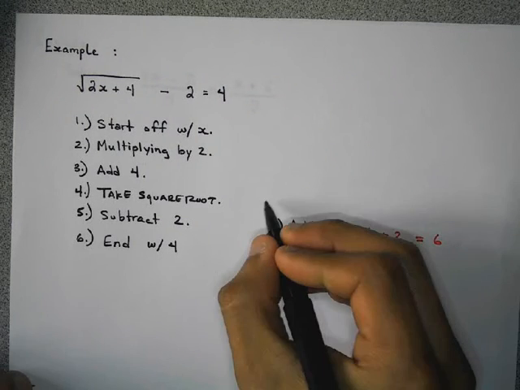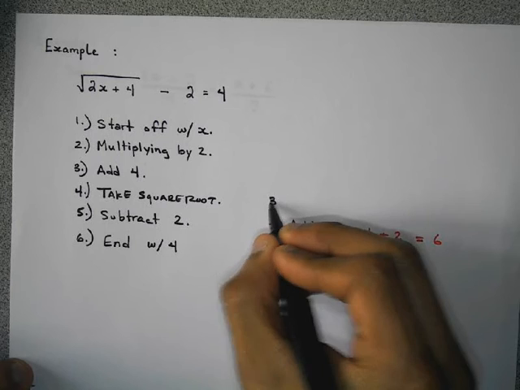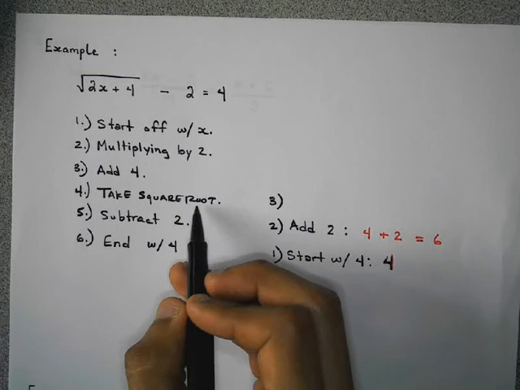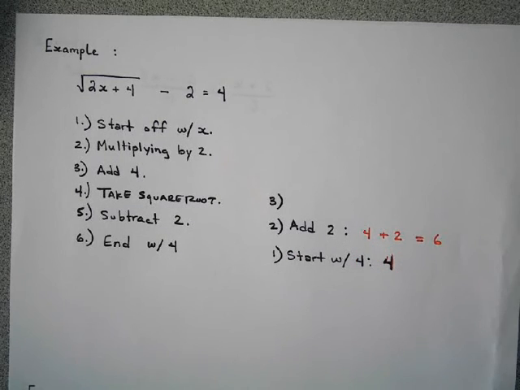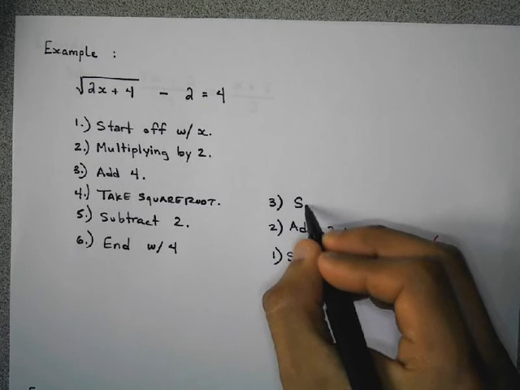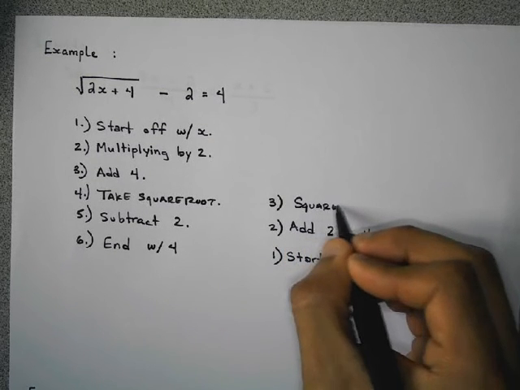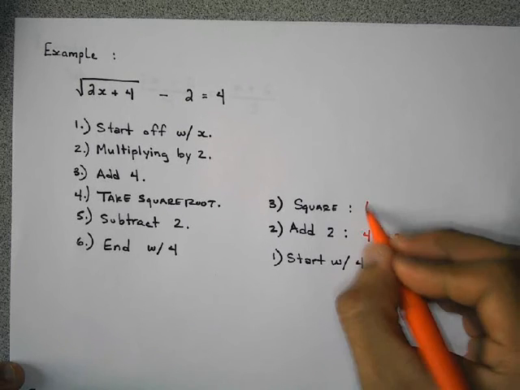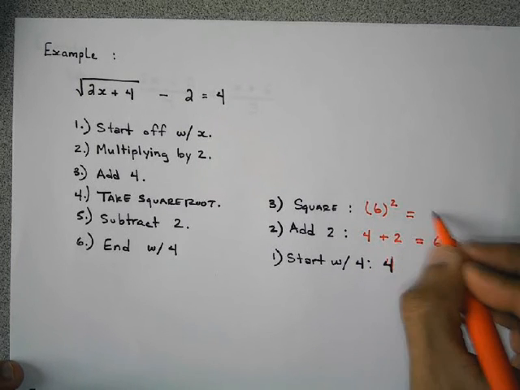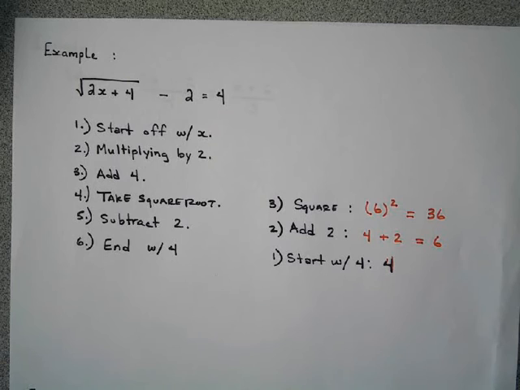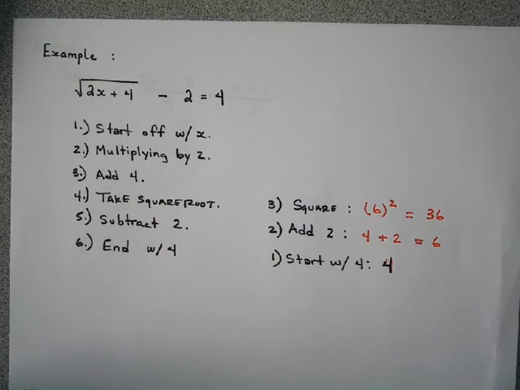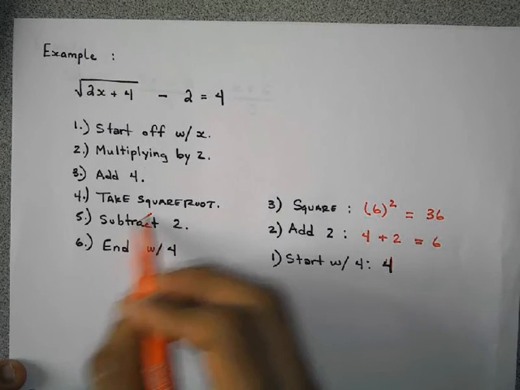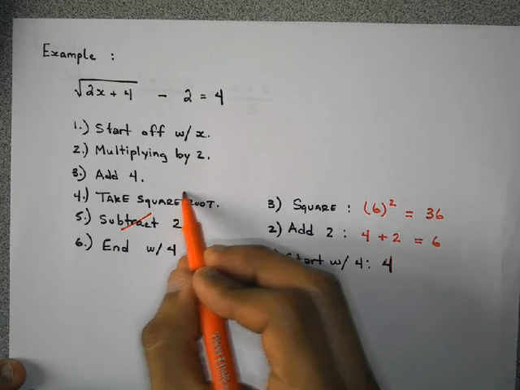If I work my way back up, let's see. Well, I took a square root. So how do we undo a square root? Well, we square both sides, right? To undo a square root, we can take its square. Well, we had 6. So if I square it, I end up with 36. So now I'm at 36. And we've undone the square root. So here's what we've taken care of. We've taken care of the subtraction. We've taken care of the square root.